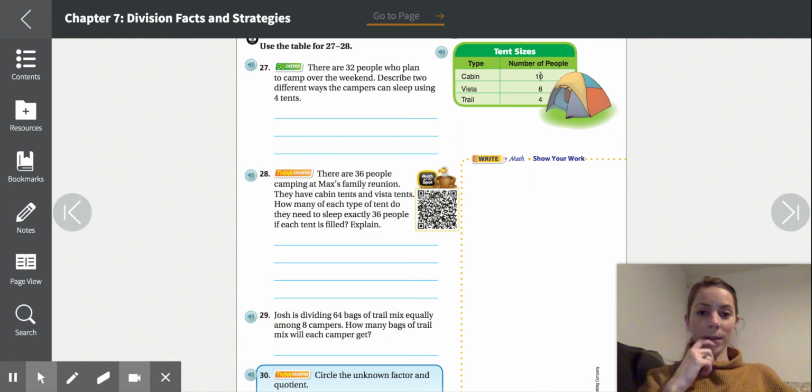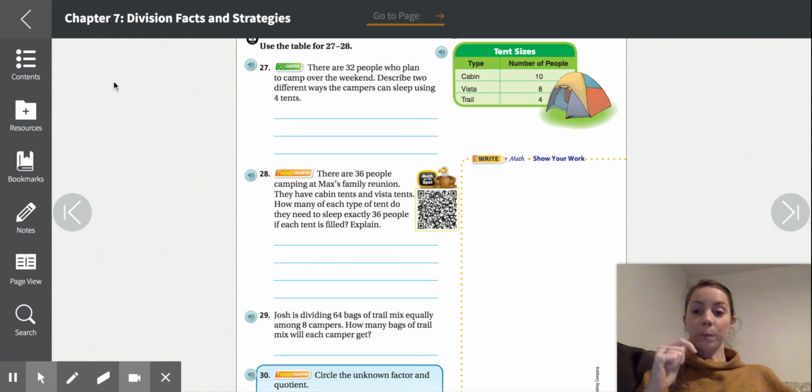So the cabin tent can have 10 people in it. That's so cool. I feel like I'd want to go camping with a cabin tent just to see how one tent can fit that many people. The vista tent can fit 8. The trail tent can fit 4. Okay, so now that we understand that, it says 32 people, that's the total. And they want you to do two different ways, two different combinations of how you can use tents to fit 32 people. And they have to use 4 tents.